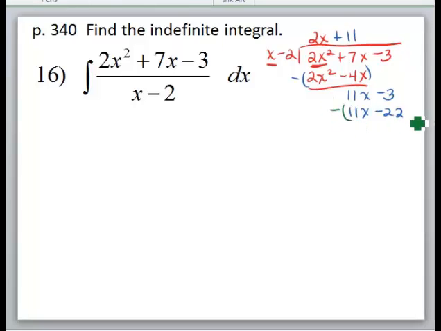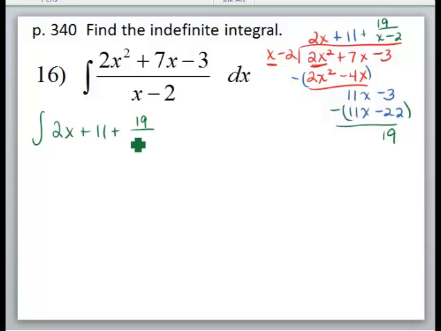I'm going ahead and changing colors so you can see that I am subtracting 11 minus 11 and negative 3 minus negative 22, which gives me a positive 19. When you're finished, you always write the remainder over the divisor. So we have 19 over x minus 2. That will make this integral rewrite into 2x plus 11 plus 19 over x minus 2 dx.